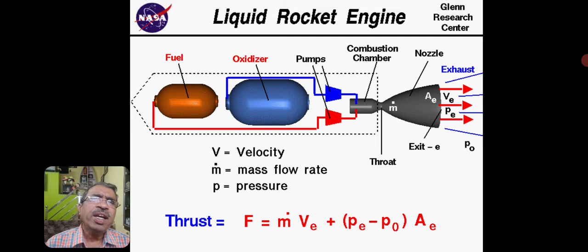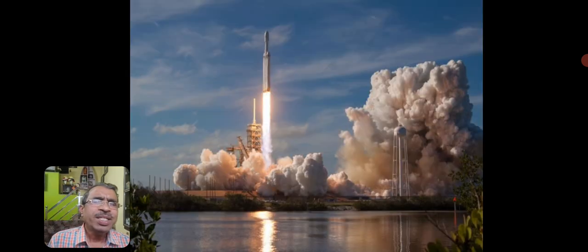The liquid rocket engine, how it will be, only that part is shown here. It has one fuel chamber and another oxidizer chamber. From these two, the pumps send them into the combustion chamber, where they burn and produce a gas. That gas comes out from the system, which gives the upward thrust, and that thrust moves the rocket in the forward direction. So this is the diagram that shows how the rocket moves.